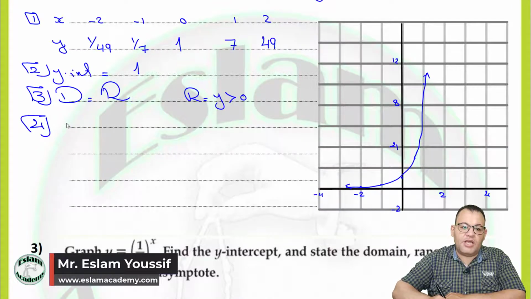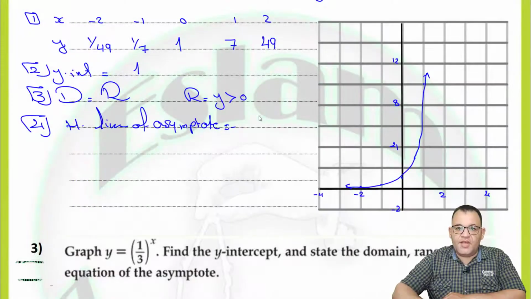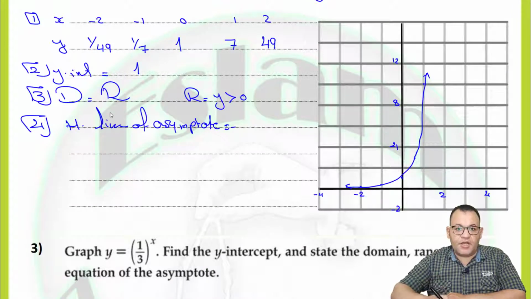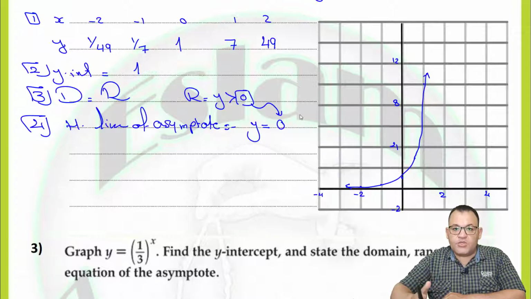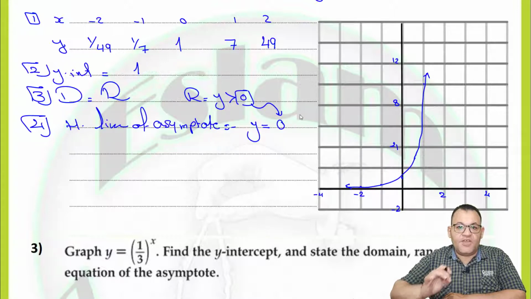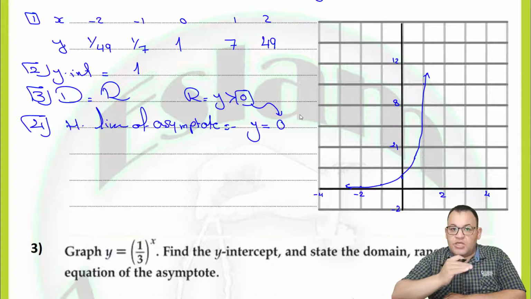Number 4, the horizontal line of asymptote. We said to find the horizontal line of asymptote, we need an equation of a line. A horizontal line, so it will be y equals. We look at the range: y greater than 0, so y is equal to 0. That is the equation of the horizontal line of asymptote. The horizontal line of asymptote is the line which is close to the curve but will never intersect with the curve.